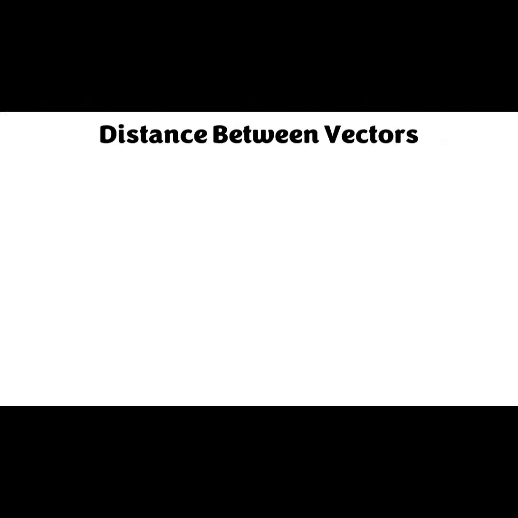Once you know how to calculate length, you can find the distance between vectors. So the distance between two vectors in n-dimensional space is denoted by d(u, v). And that's just equal to the length of u minus v. So u minus v gives you a new vector.